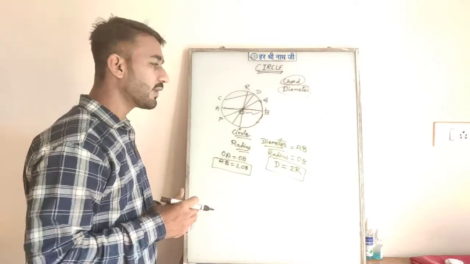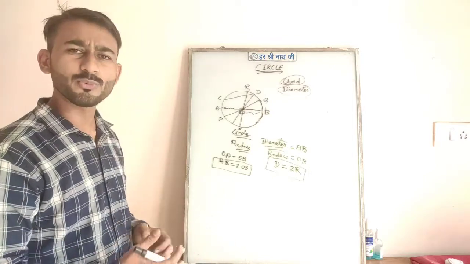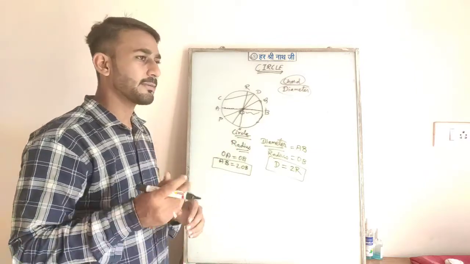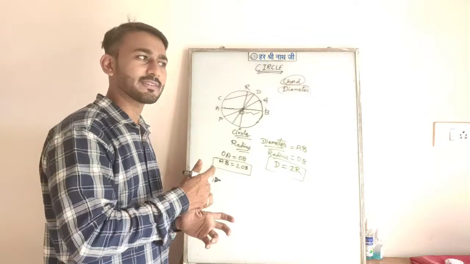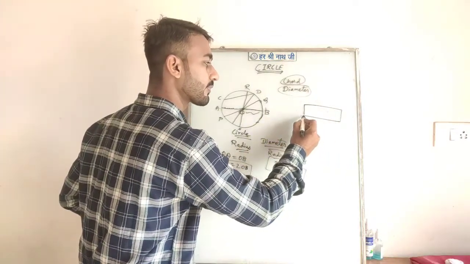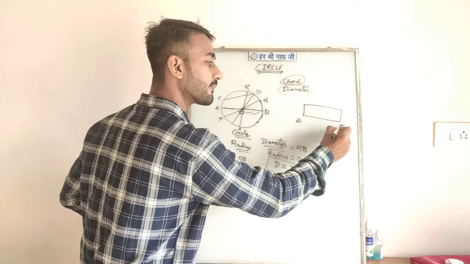All right. Now let us look at a few formulas that we apply in circle. Let me just take you back to previous classes. If I talk about a rectangle, this is a rectangle ABCD.